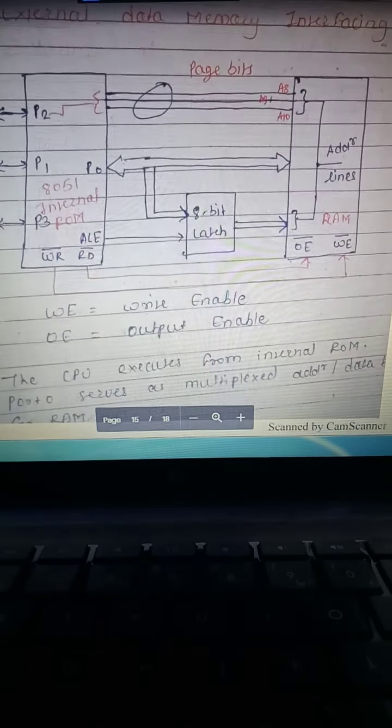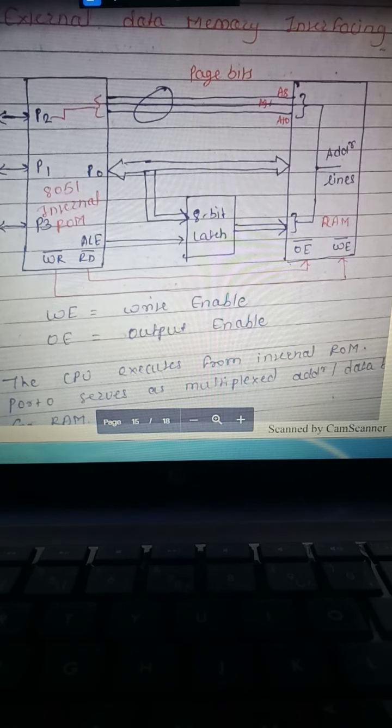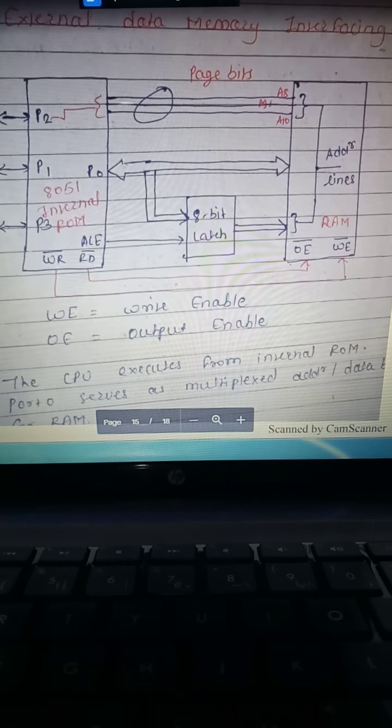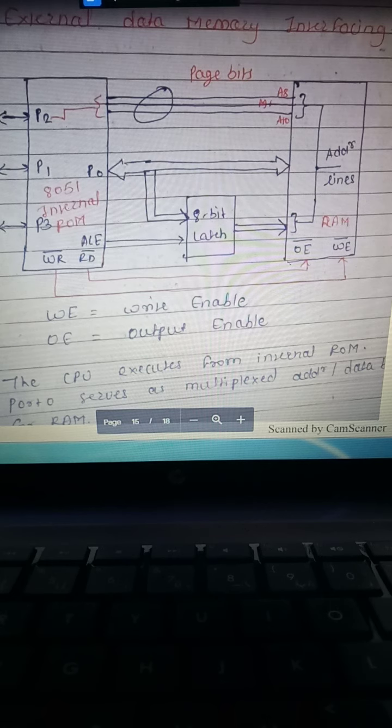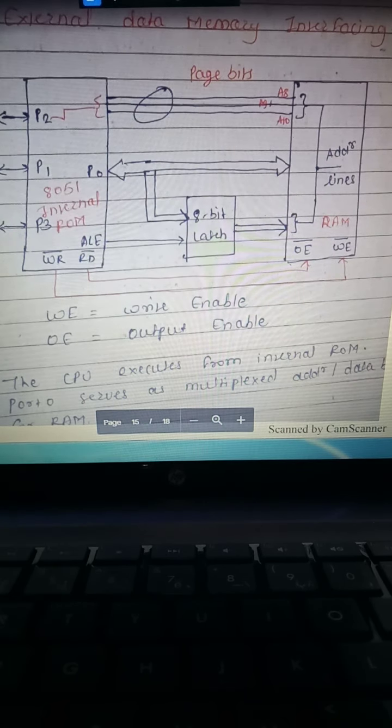Now we'll discuss external data memory interfacing. This figure shows the external data memory interfacing. The left hand section contains the 8051 microcontroller and the right hand section contains random access memory. Whenever we are talking about data memory, remember data memory is always random access memory, which is read and writable memory.